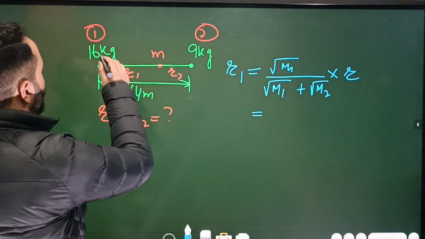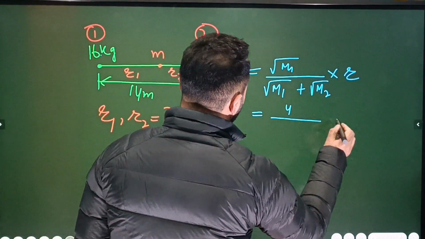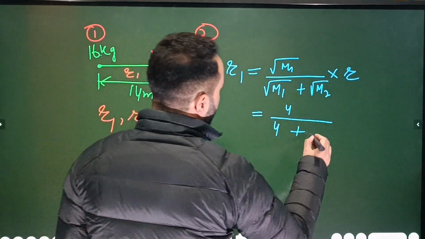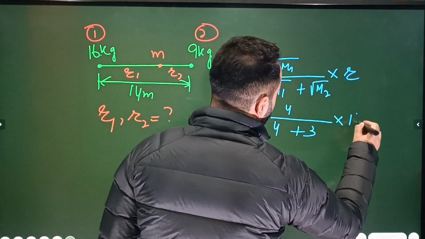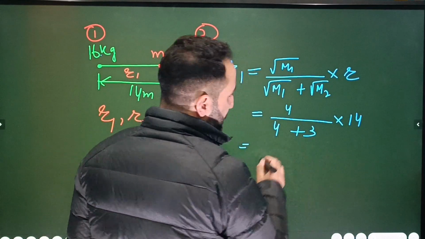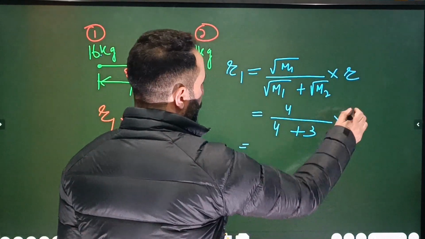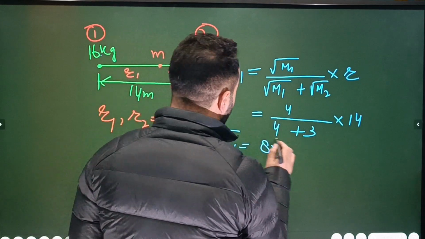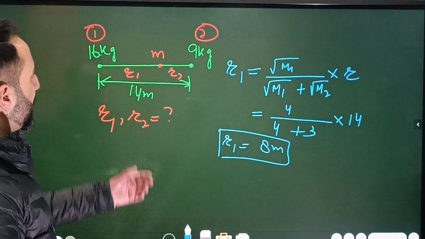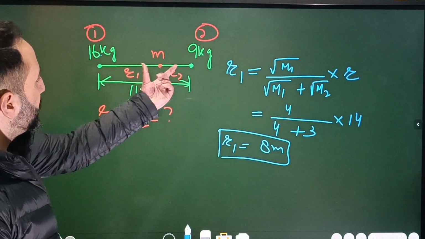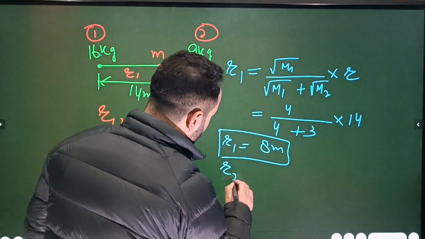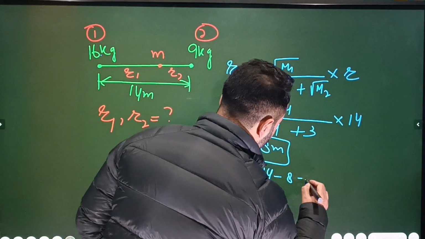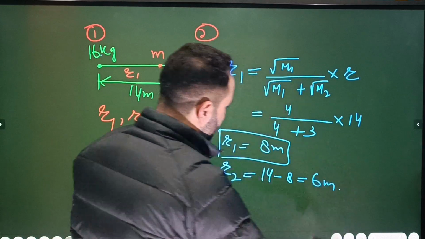Root m1, root 16, that's equal to 4. Root of m1, root 16, is 4, plus root m2, that's root of 9, equal to 3, multiplied by 14. So 4 plus 3 is 7, 7 ones are 7, 7 twos are 14, 2 fours are 8. So r1 is 8 meters. If this is 8 meters and the total is 14, then obviously r2 will be equal to 14 minus 8, which is 6 meters. So that's done.